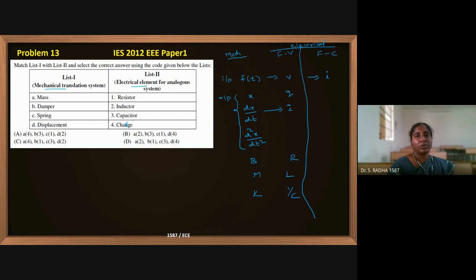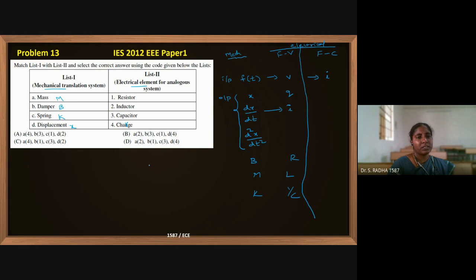Charge is equal to charge. Okay, they have given displacement, charge is available. Mass is there, damper means B, spring constant means K, this is mass, displacement means X. Okay, now match the following.